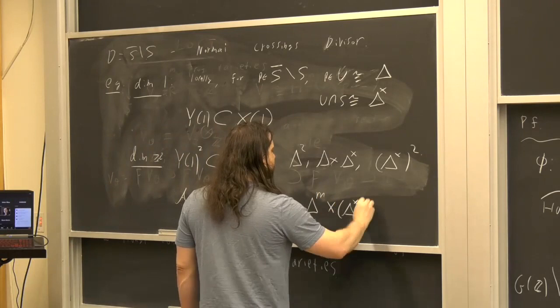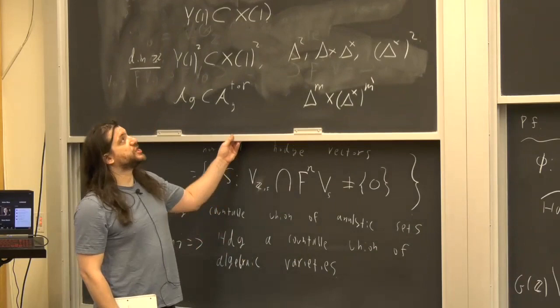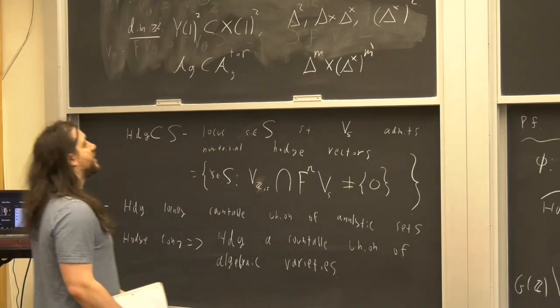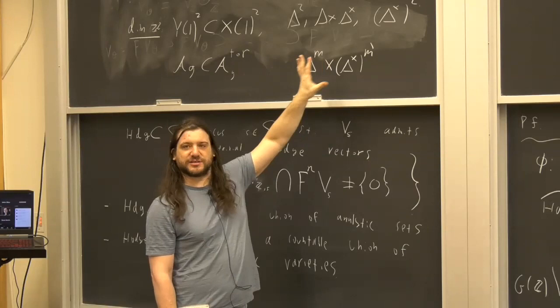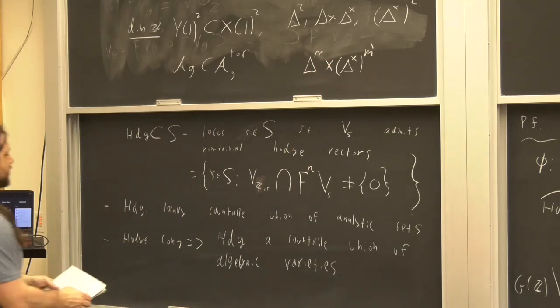Okay, so in general, for any S, you can take a log smooth compactification, and by working locally on S bar, you can break up S into finitely many pieces that look like this. And this is the basic object on which you study variations of Hodge structure, both in terms of definability and estimates and all that kind of stuff.